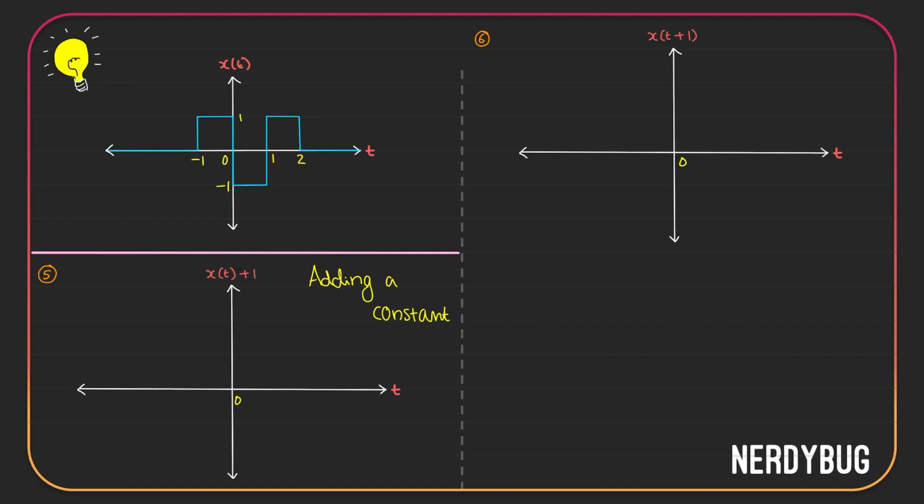So, since the constant here is plus 1, 1 will be added everywhere, which means I can take the same signal, place it here. Then to add 1 everywhere, I just have to lift it upwards 1 unit. The next operation we have to do is, we have to draw x of t plus 1. And this is called time shifting.